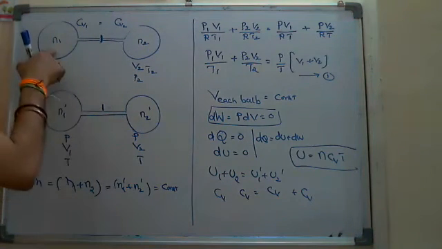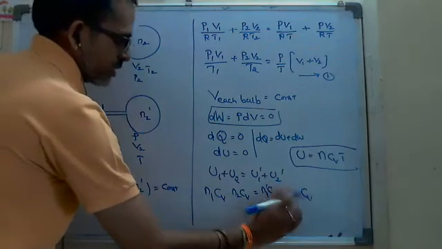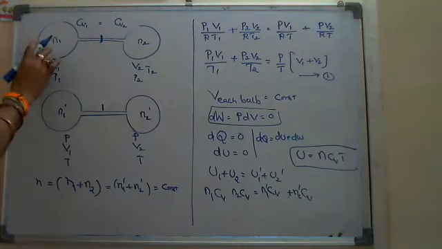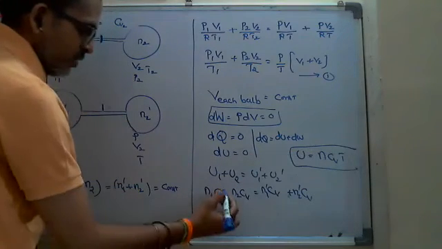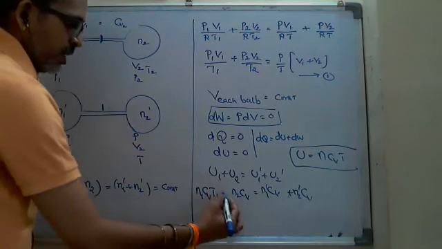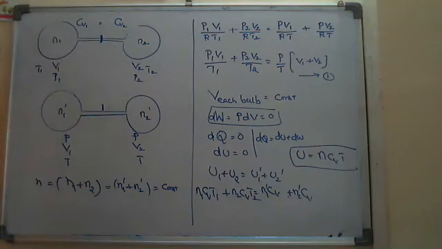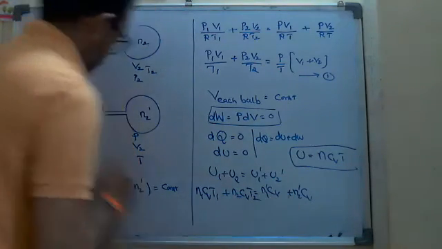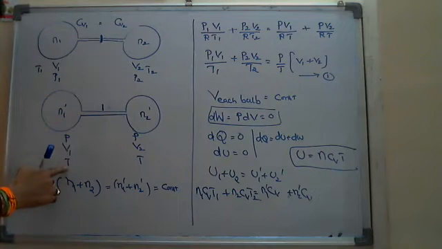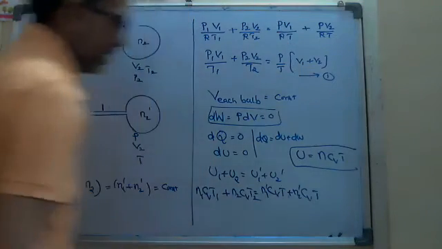Number of moles in the first bulb is n1, there n2, here n1', here n2'. And here the energy is nCvT: U1 is n1 Cv T1, plus U2 is n2 Cv T2, which equals n1' Cv into T after opening the valve, U1' is n1' Cv T, and here also the temperature is T.